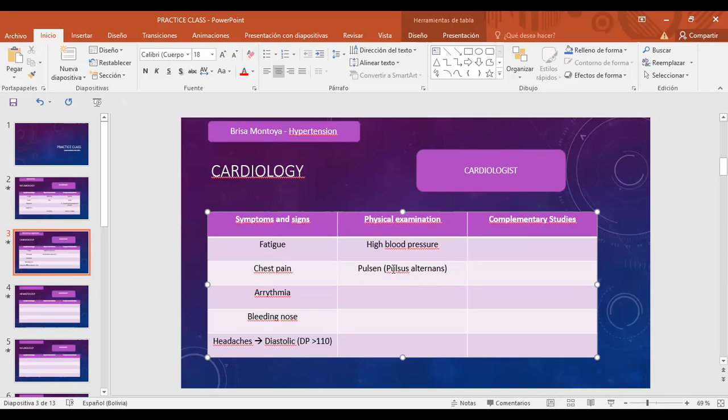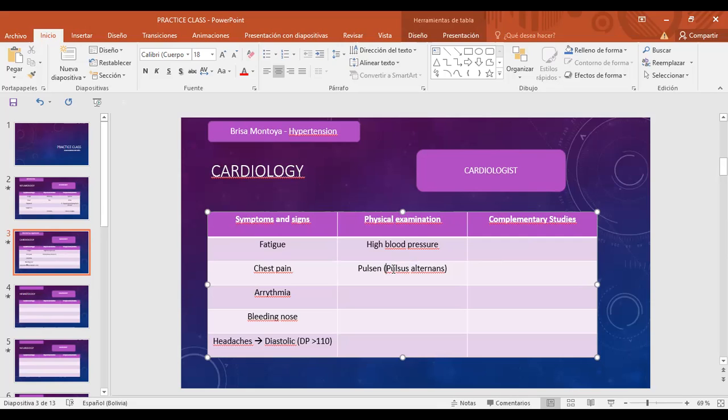This is the name of a certain variation of the pulse. Have you ever read about it? I don't think so. Okay, when the heart is already failing, that is what a heart failure is, the heart does not pump blood in a correct manner.